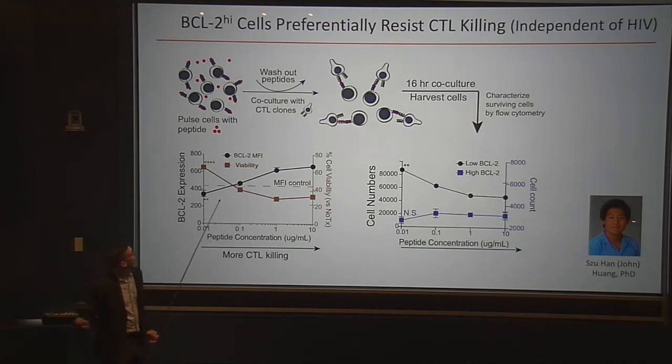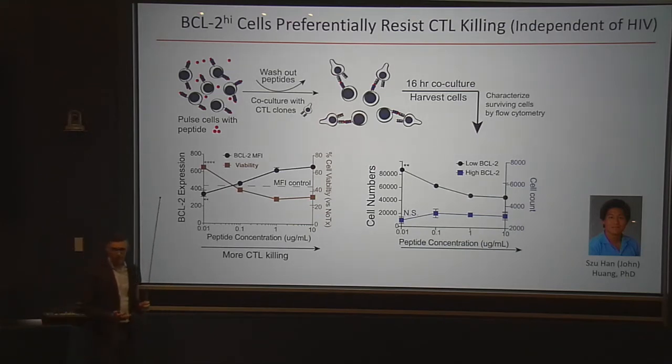This is a similar experiment to what I showed before. The target cells are pulsed with peptide. We try to kill them, and then we just directly assess the level of this survival protein, BCL2, in the cells that survive this killing process. And you can see that the more peptide we add, so as we go across here, we have more cytotoxic T cell killing, the higher the levels of expression of BCL2 in the cells that survive.